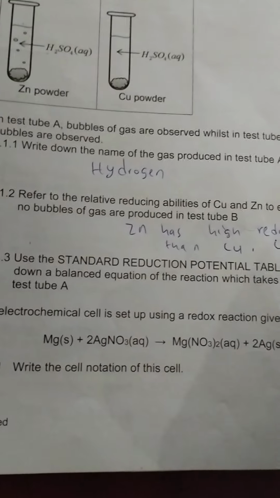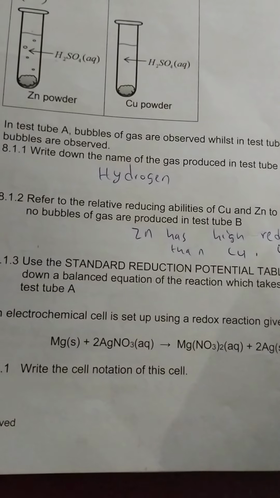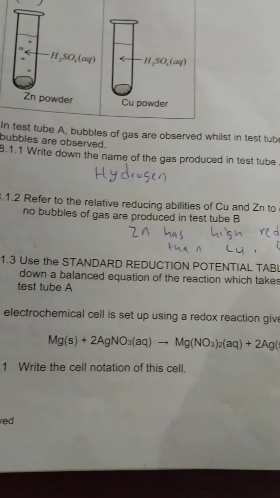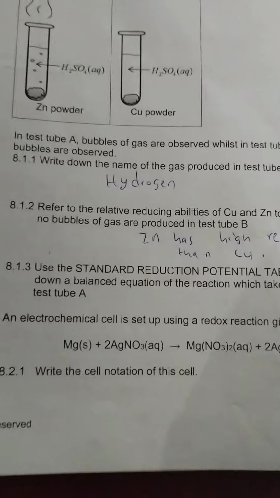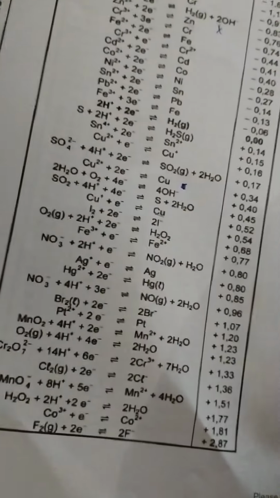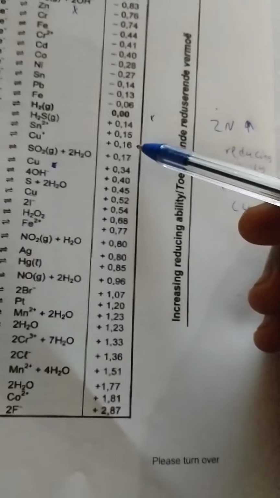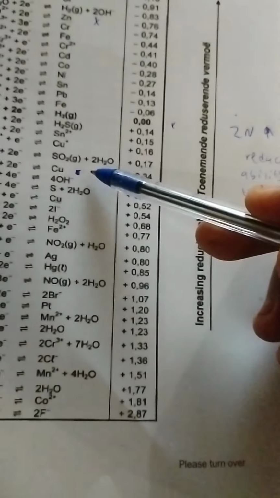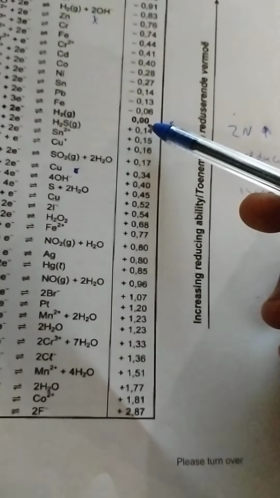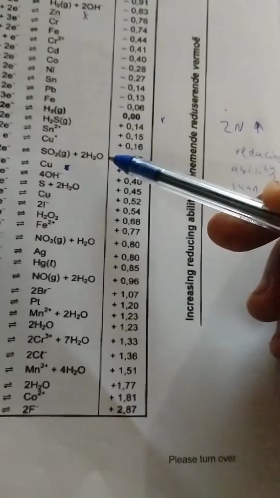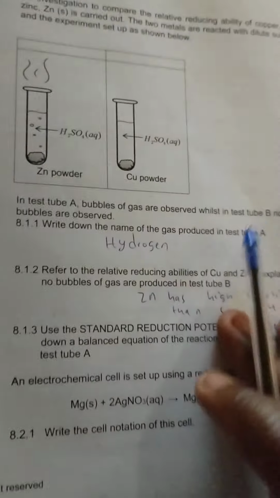But my question is, they're talking about the hydrogen gas now. So let's go back to hydrogen gas. Because if they're talking about hydrogen gas, I can't compare Zn and Cu alone. Let's also include hydrogen gas. I think it's zero. There it is. You see now, hydrogen gas is there, and Cu is there. Hydrogen gas has a higher reducing ability than Cu. So Cu can't reduce hydrogen gas because it's lower than it.